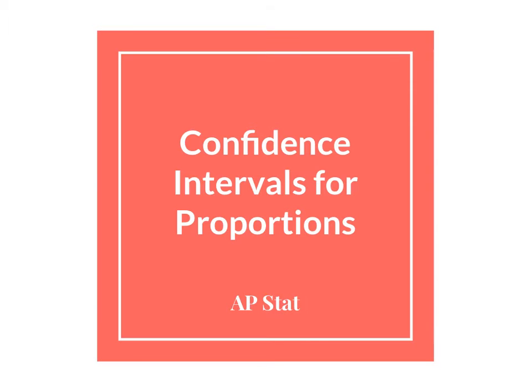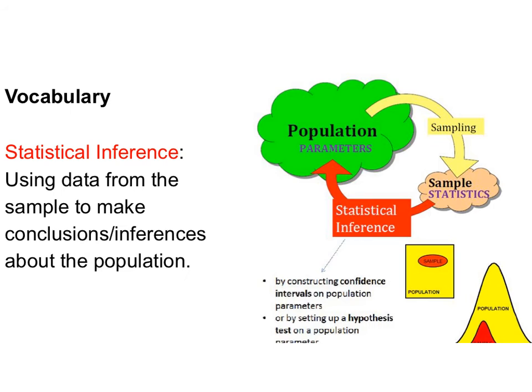In this lesson, we're going to learn how to build a confidence interval for proportions. We're going to finally start thinking about statistical inference, which is where we use data from a sample to make conclusions, which we call inferences, about the population. So what have we done in this course?